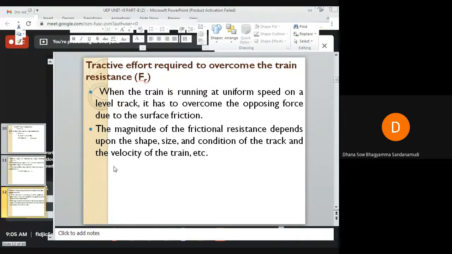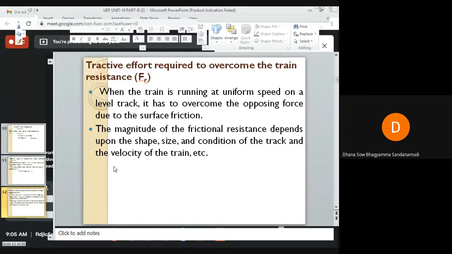When the train is running at uniform speed on a level track, it has to overcome the opposing force due to the surface friction. That is friction at the various parts of the rolling stock, the friction at the track, and also due to the wind resistance.